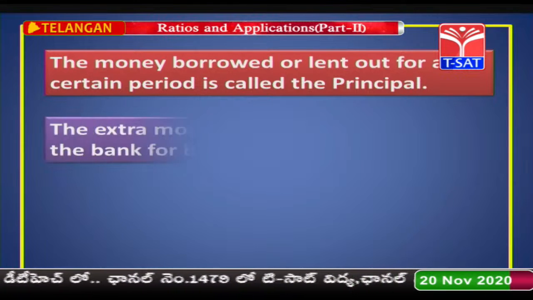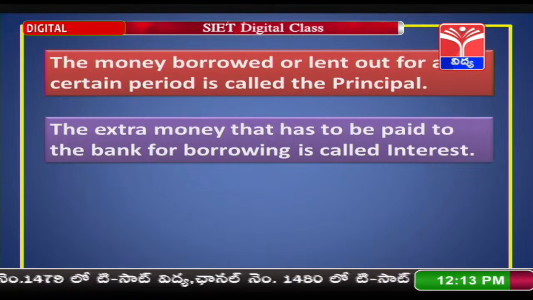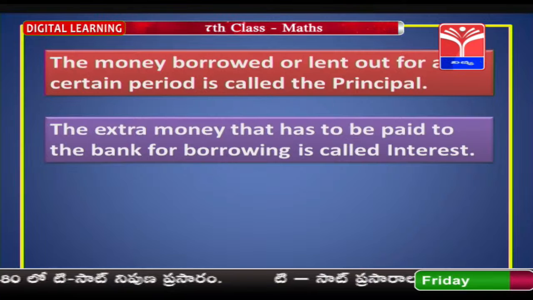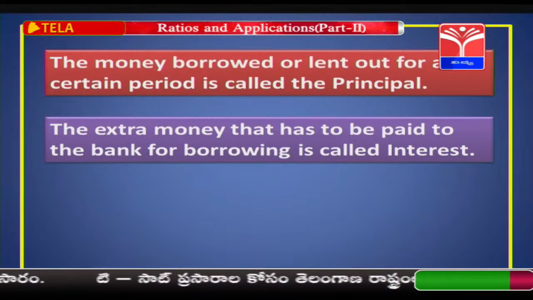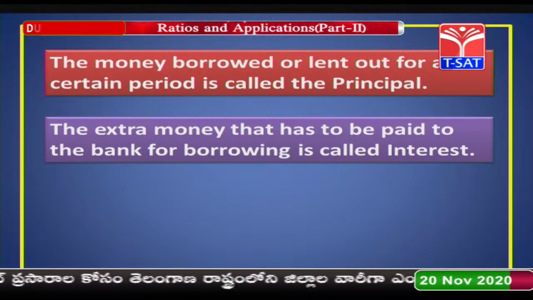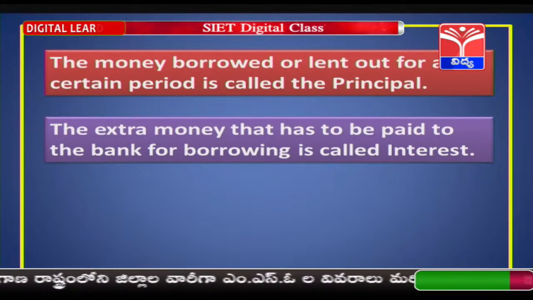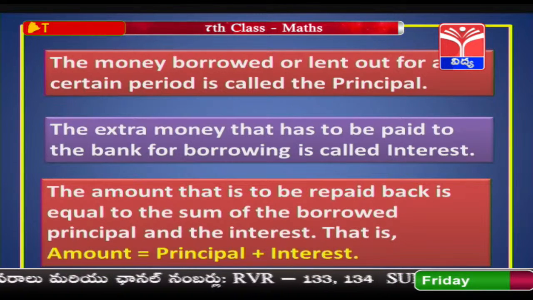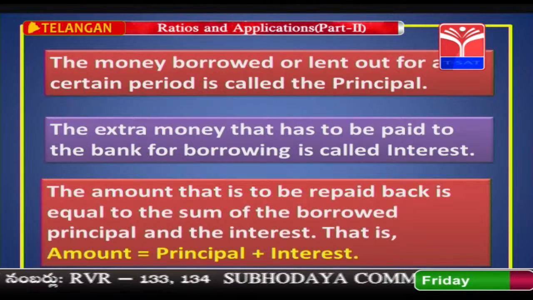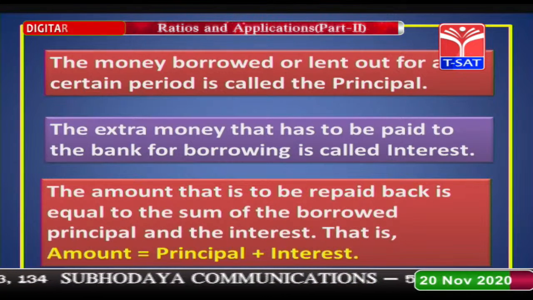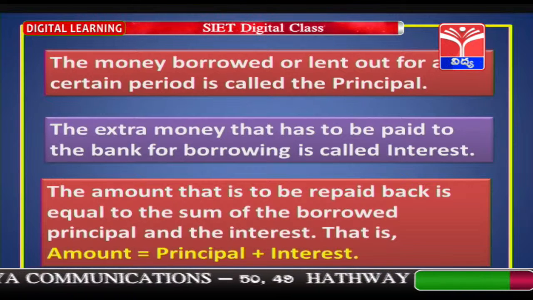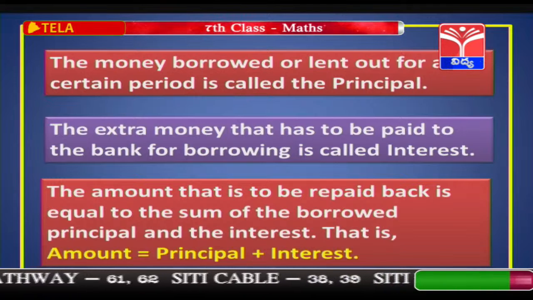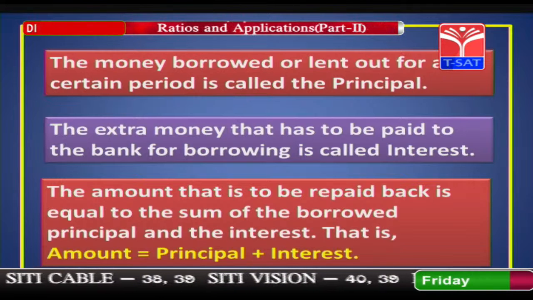Okay, children. Then the extra amount that has to be paid to the bank for borrowing is called interest. We have seen the bank manager says there is some interest charge, that means some extra amount we have to pay apart from the amount we have taken. So, that extra amount is called the interest. So, the amount which Mr. Venkat has to pay after 5 years is the sum of this principal amount and the interest. That is called the amount. So, amount is equal to principal plus the interest.